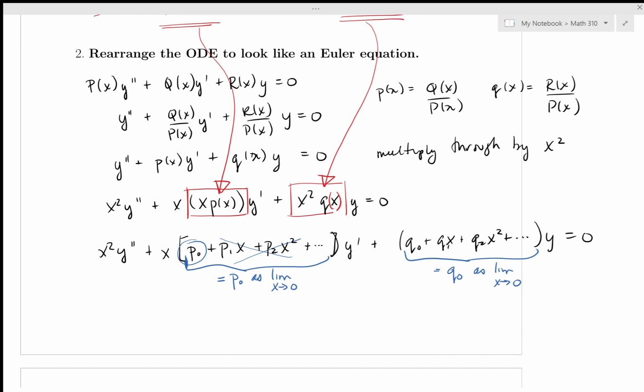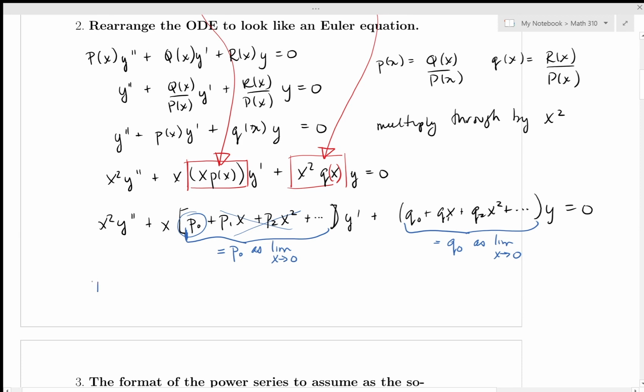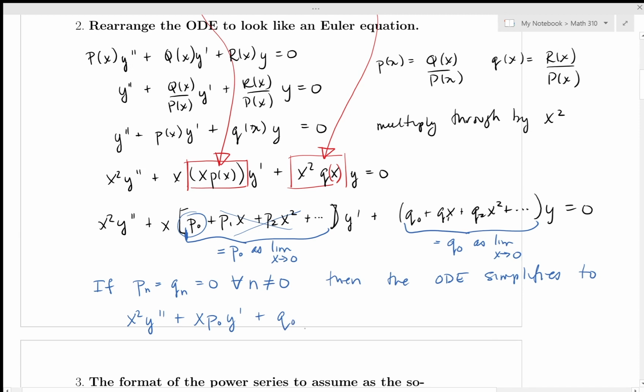Okay, so if we make this assumption, we take Pn equals Qn equals 0 for all n not equal to 0. If we do that, which is exactly what I've described doing above, then the ordinary differential equation simplifies to this: x squared y double prime plus x p naught y prime plus q naught y equals 0. Take a look at that. That is the Euler equation, which we already know how to solve.